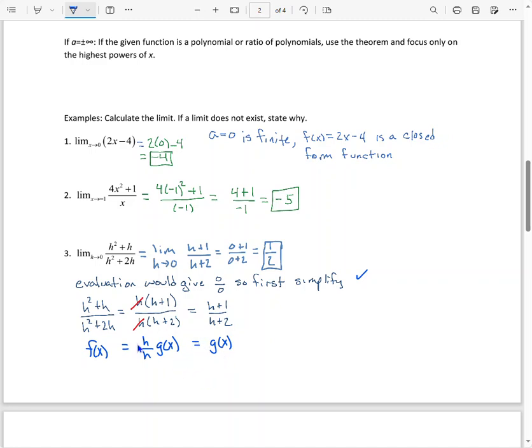All right, so this is approximately the same as the function h plus 1 over h plus 2. Well, now I can try 0 again. 0 plus 1 is 1. 0 plus 2 is 2. I get a limit of 1/2.